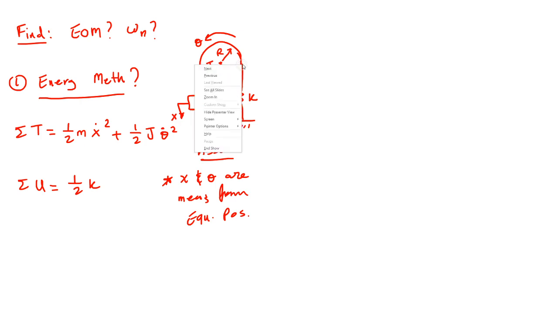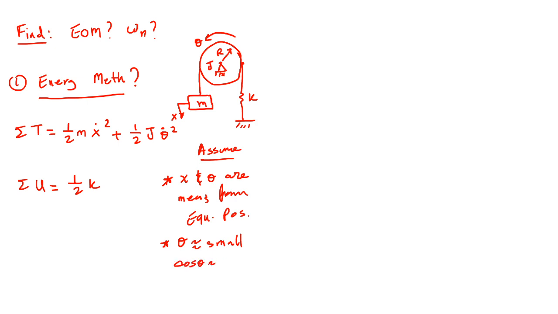What is this distance? This one is the same as this one, right? We are assuming the rope or string is not slipping around the pulley and is unstretched. You cannot stretch it. Also, there is an assumption here, I forgot to tell you: theta is small. What does small mean? Remember from math, when theta is small, that means cosine theta is almost equal to 1, and sine theta is almost equal to theta.